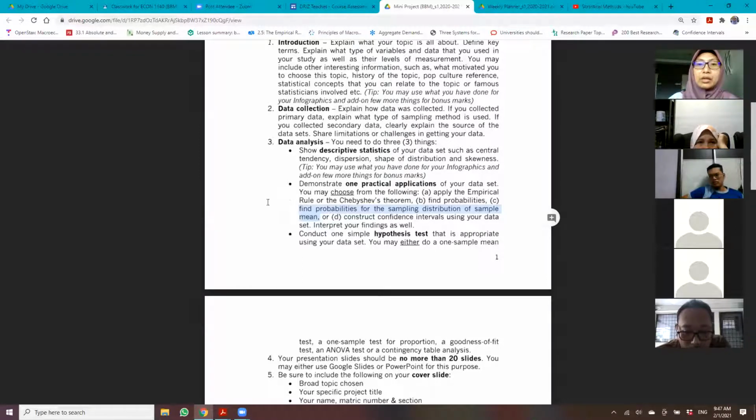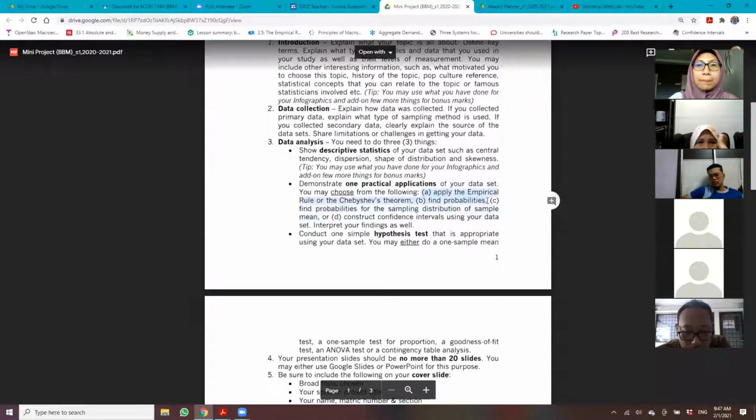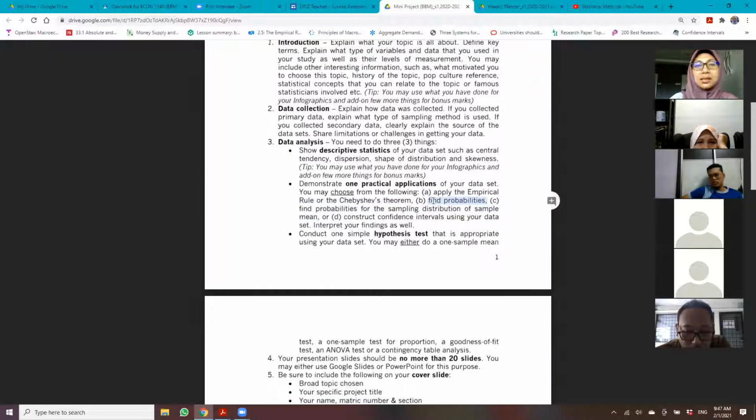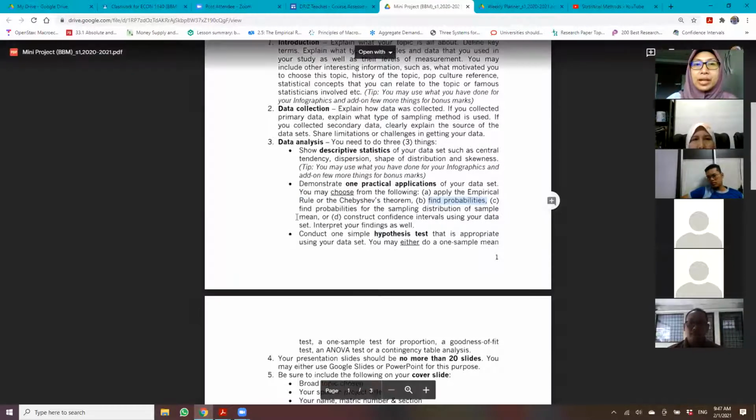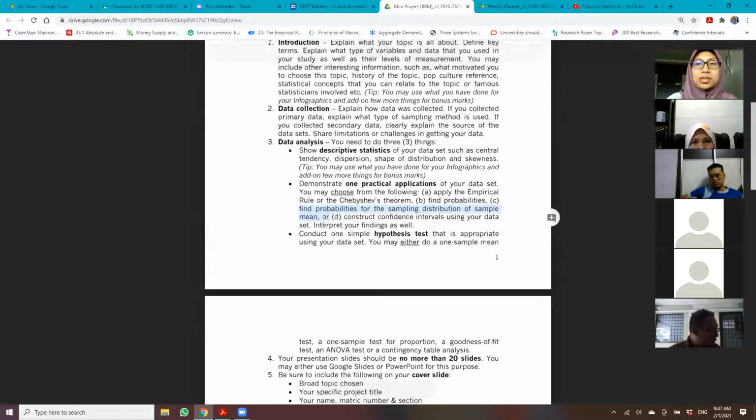So you know that if you just apply ordinary probability, the formula to standardize is x minus mu over sigma. But if you are finding the probability for sampling distribution sample mean, it's x bar minus mu over standard error. Standard error is standard deviation over square root of n. All this I will show you later in the textbook, where to look. Okay.